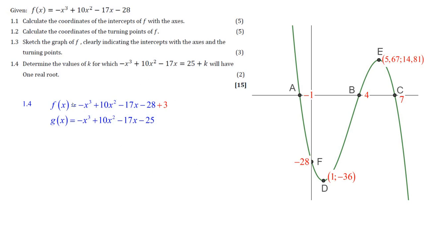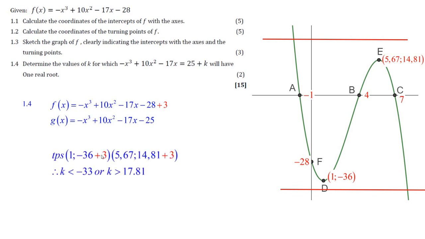Now, what if we were doing this question? It was just f equals k. Well, then you would do it this way. You go up here. It's going to only have one real root up here. That means greater than 14.8. And it would have one real root down here. That's less than minus 36. Anything less than minus 36. But we're not talking about this one. They want to do the one with minus 25.